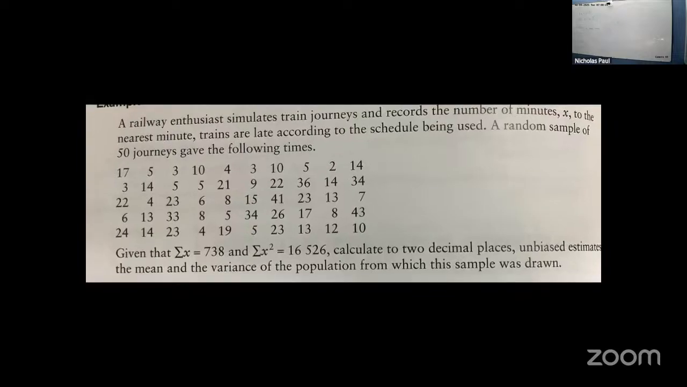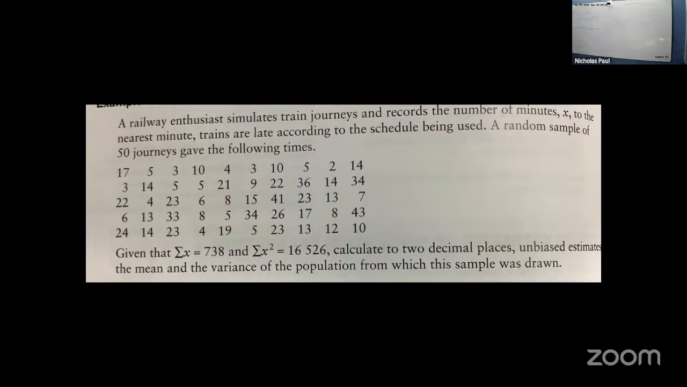A railway enthusiast simulates train journeys and records the number of minutes, to the nearest minute, that trains are late according to the schedule being used. A random sample of 50 journeys gave the following times. Those are the times. You don't have to go and do them manually, because I gave you the sums at the end. I gave you the sum of x and the sum of x squared. Calculate, to 2 decimal places, unbiased estimates of the mean and the variance. So you're using the actual formula there.